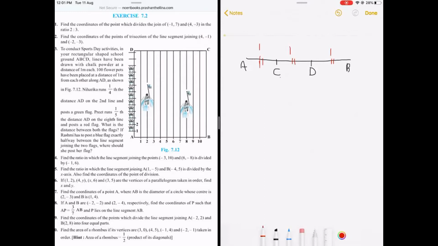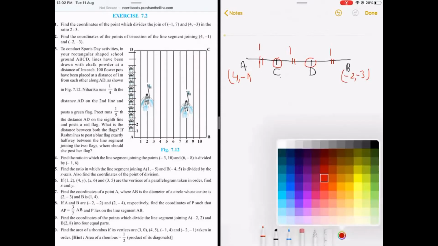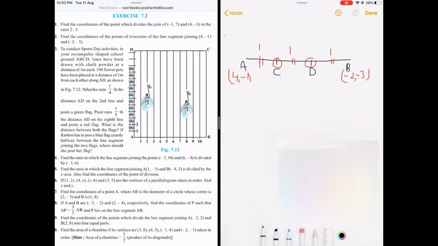Coordinates of A is 4, -1. Coordinates of B is -2 and -3. We need to find coordinates of C and D. Now we need to find coordinates of C and D.